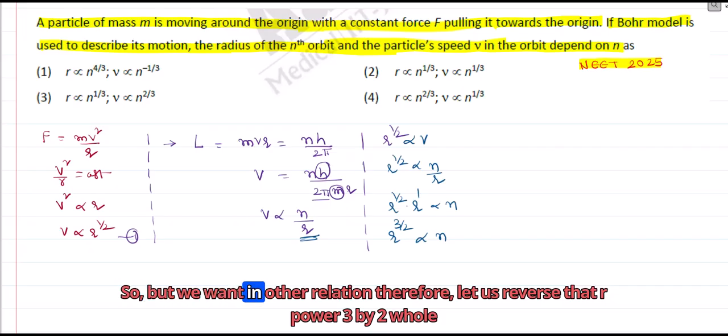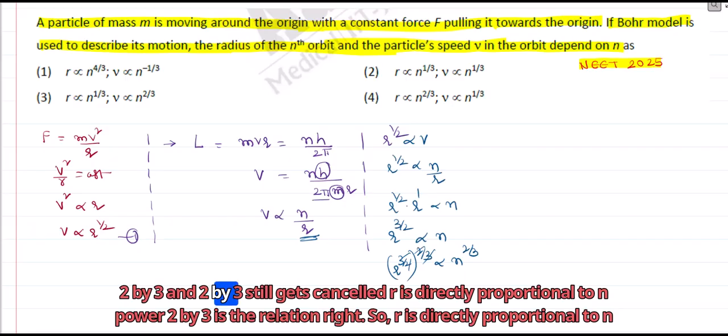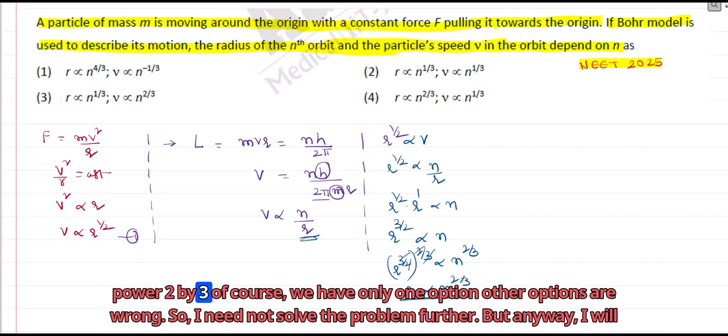But we want the other relation, therefore let us reverse that. r power 3 by 2, whole power of 2 by 3, is directly proportional to n power of 2 by 3. I am just raising both sides of the equation to the power of 2 by 3, so these 2 by 3s will get cancelled. r is directly proportional to n power 2 by 3 is the relation. Of course, we have only one matching option.